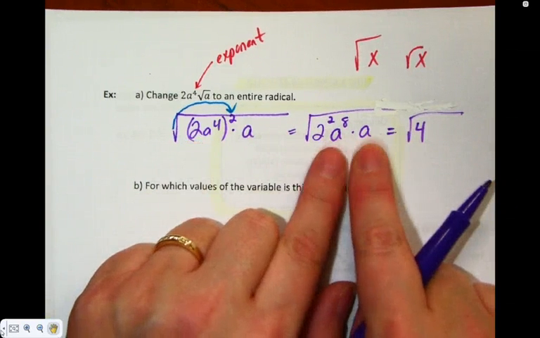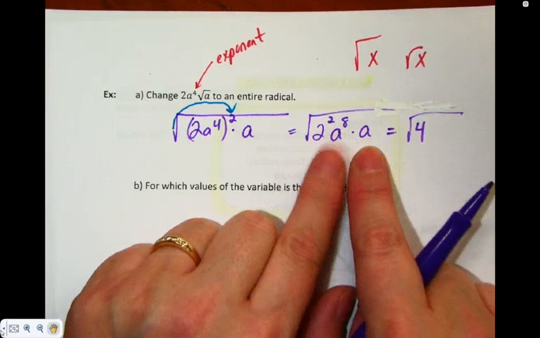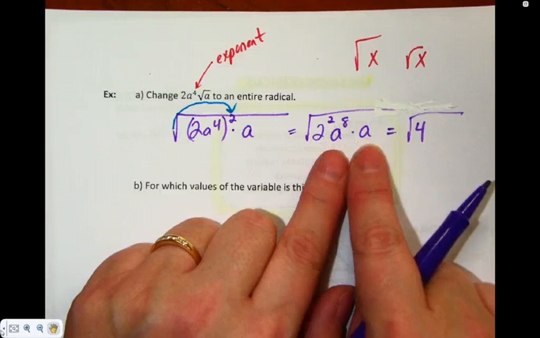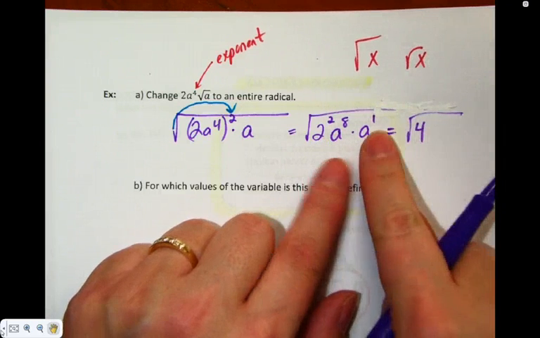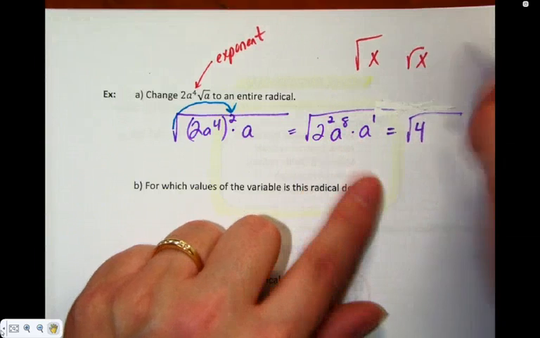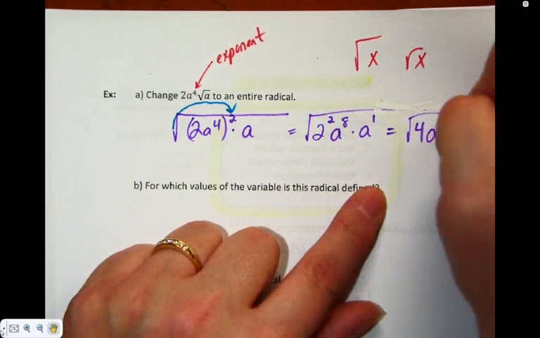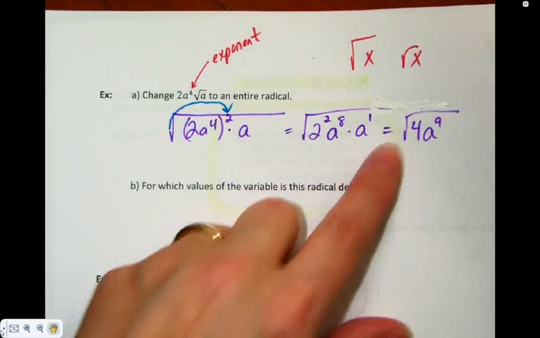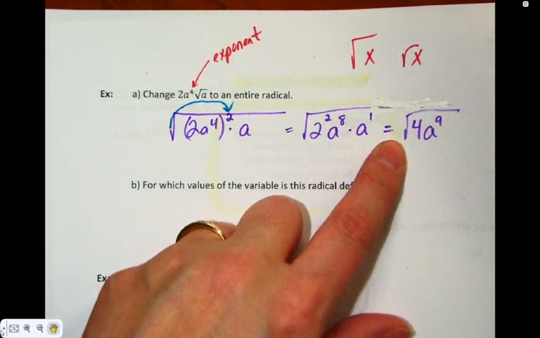Here I have 2 bases that I'm multiplying. When I'm multiplying bases, what do I do with the exponents? Add them. So this is a little imaginary 1 that we don't see, but we know it's there. So if I have 8 a's and I have another a, how many a's do I have? 9. So I have the root of 4a to the 9. How do I know it's an entire radical? Because there's nothing outside except for the imaginary 1.